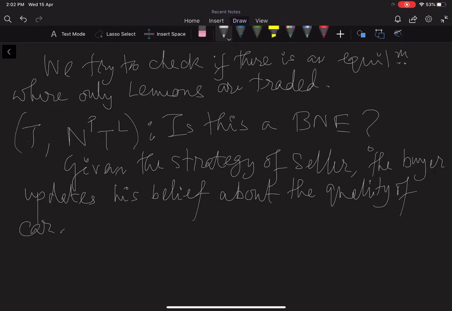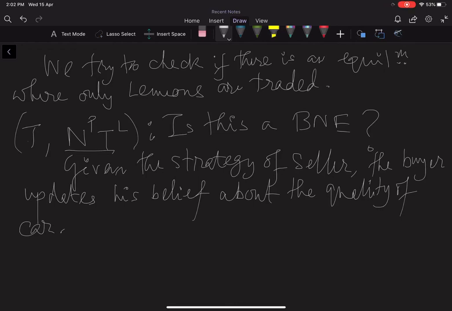So before these strategies were decided, the buyer believed that with probability q it is a peach and with probability 1 minus q it is a lemon. But given the strategy of the seller that I have specified here, the buyer knows that in equilibrium if there is a trade it is of quality lemon. So the buyer then updates that with probability 1 it is a lemon and with probability 0 it is a peach.